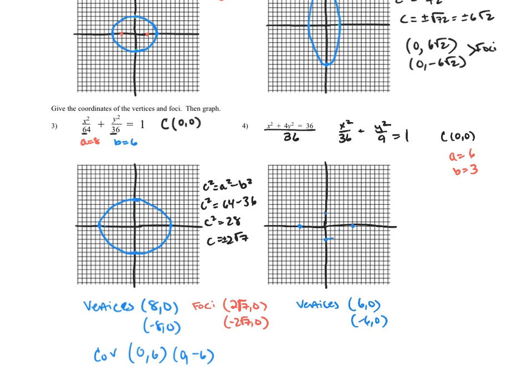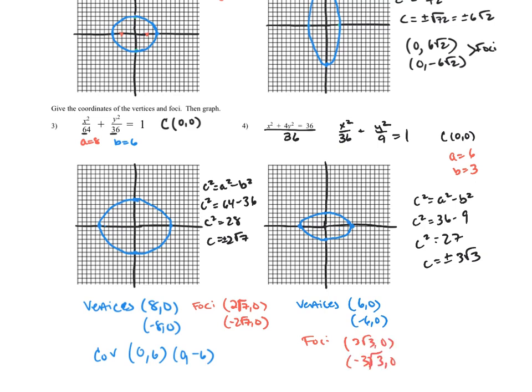We'll go ahead and draw this in, and again we want to make sure that it's round and not too pointy. I got a little pointy there. And then we need to find our foci. So we'll go ahead and say c squared equals a squared minus b squared. So c squared is 36 minus 9, which is 27. So c is plus or minus 3 root 3. Since our foci are going to be on the x-axis again, we have 3 root 3 comma 0 and negative 3 root 3 comma 0.